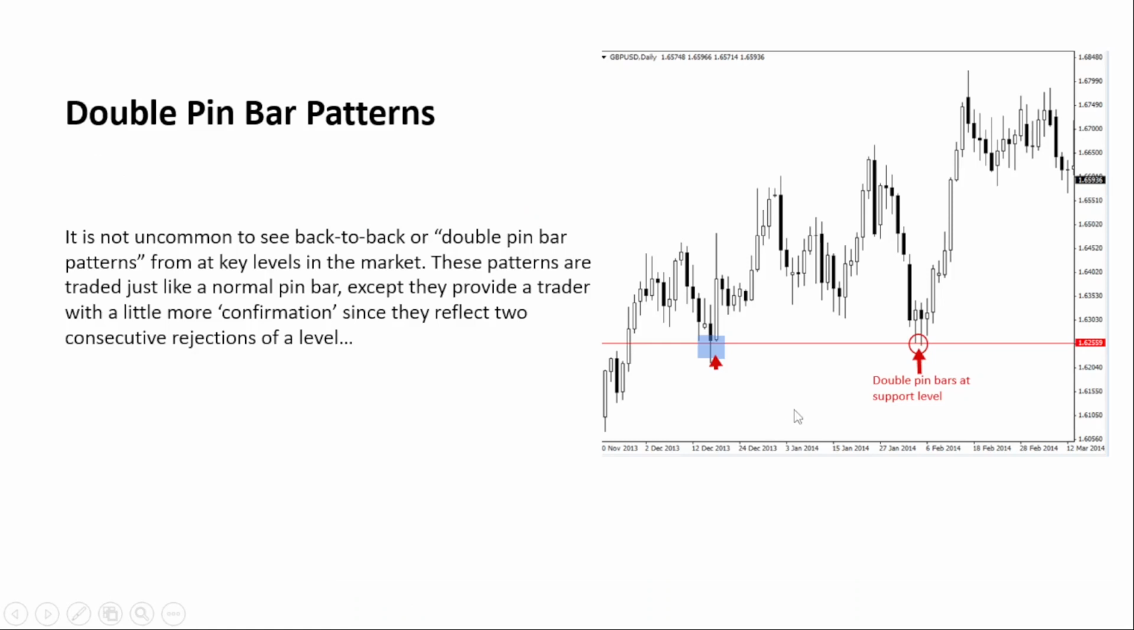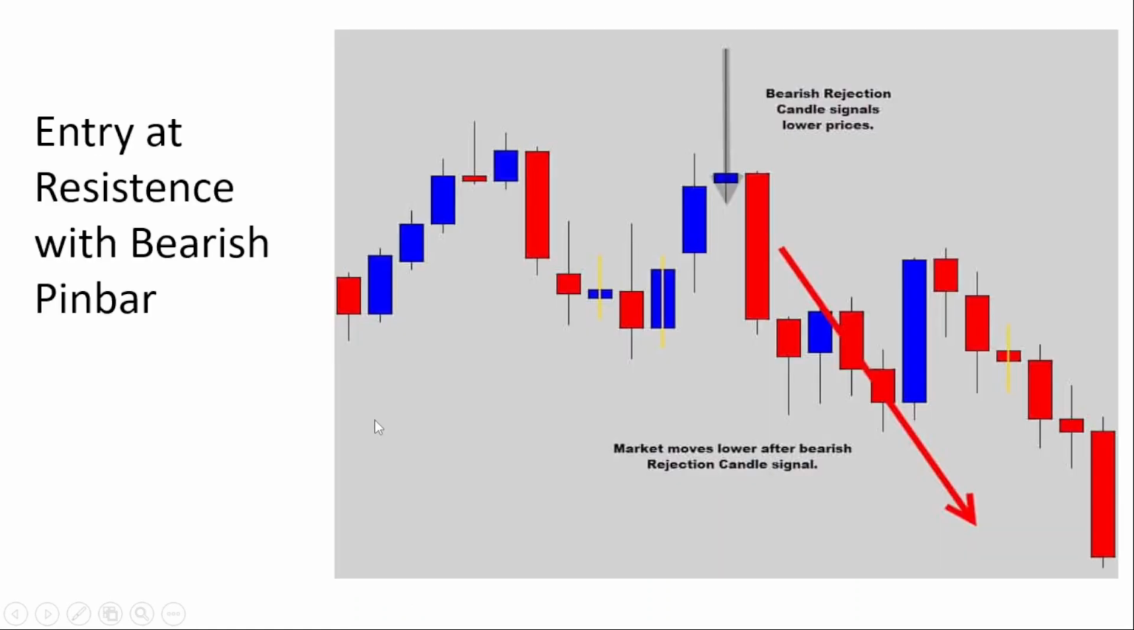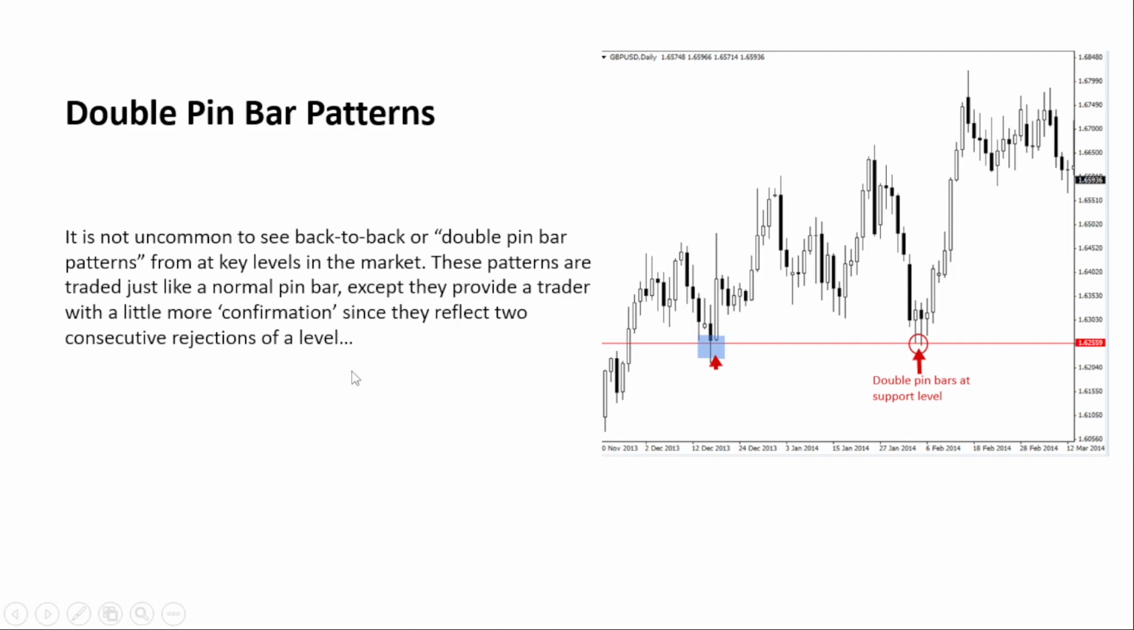It looks like this. Some examples like this. It's not uncommon to see a back-to-back or double pin bar pattern. Sometimes there can be multiple pin bars. Pin bars are a representation of the fight between the bulls and bears, where the bulls are trying to take the price upward after a downtrend, but still there is some fight between the sellers and buyers, and this is represented in these three pin bar candles.